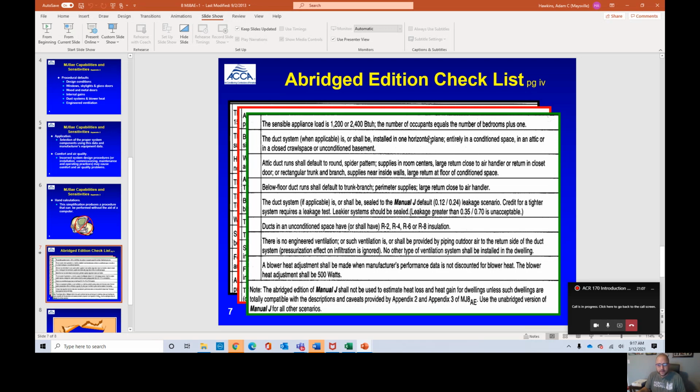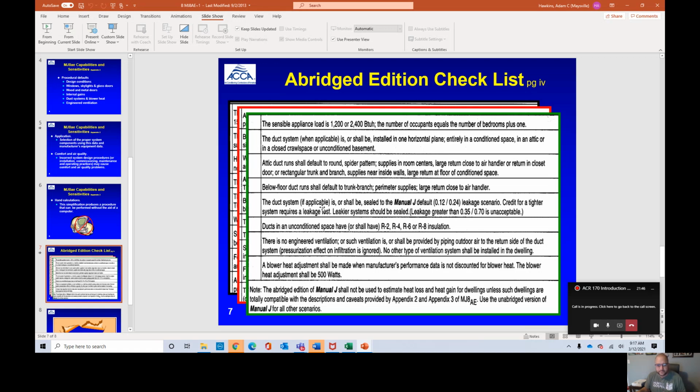The duct system should be installed in one horizontal plane. So it's basically straightforward, entirely in a conditioned space, or in an attic or closed crawl space or unconditioned basement. So that's kind of where they have their design. This isn't designed to have external duct on a roof or anything like that. So that's just the way they're going. Attic ducts, and the different types of ducts that they're referencing.